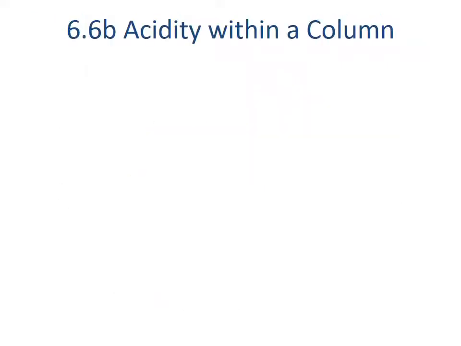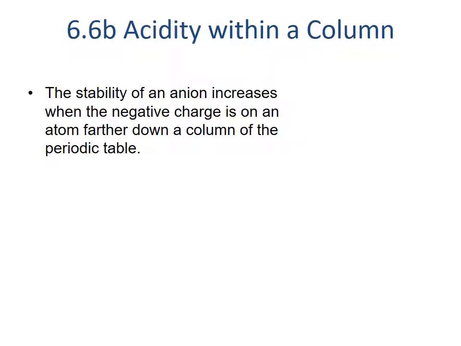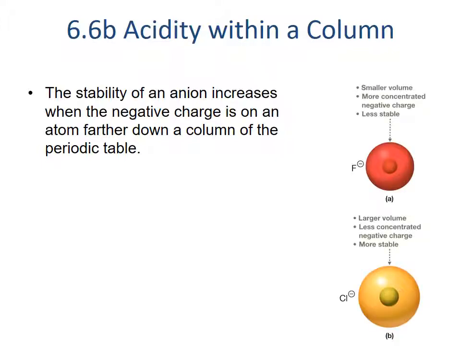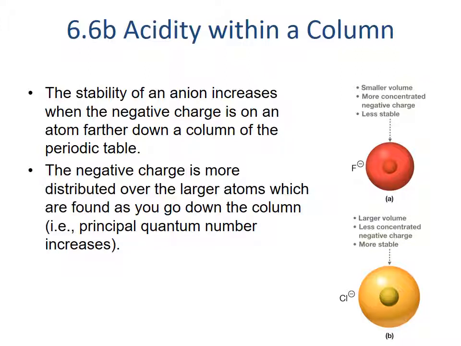We can also see how stability changes within a group of the periodic table. As we move down, negative charge is easier to stabilize. So having a negative charge on chloride is lower energy than fluoride, and bromine is lower energy still. This is because the larger atoms can spread out negative charge more, which reduces the charge in any individual place.